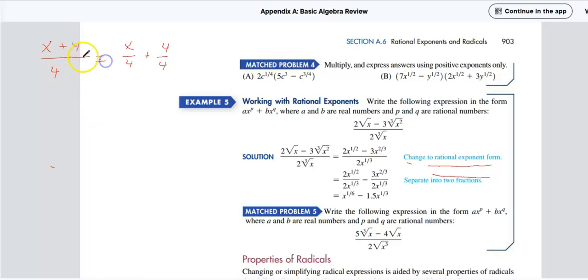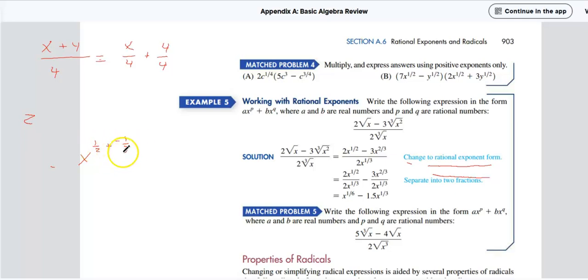Well, we could go the opposite way as well. So here I'm going to split this 2x to the third. So I have 2x to the 1/2 over 2x to the 1/3 minus 3x to the 2/3 over 2x to the 1/3. Simplify this. 2 over 2 is 1. So x to the 1/2 over x to the 1/3. I bring this up and I add them together. That would be x to the 1/2 plus negative 1/3.